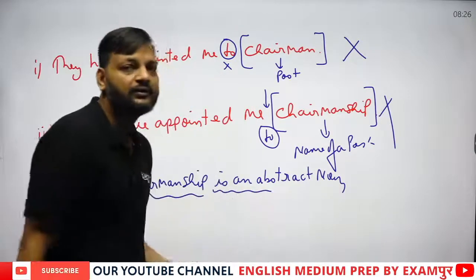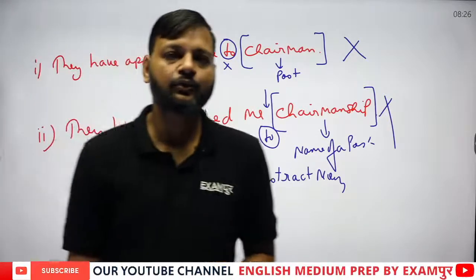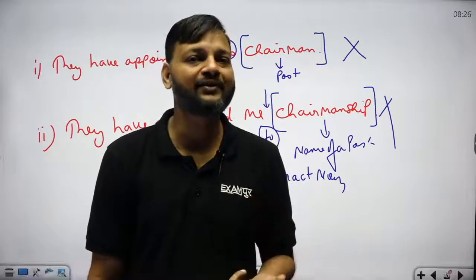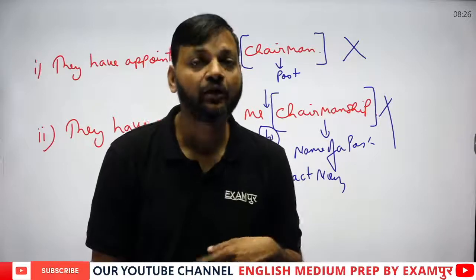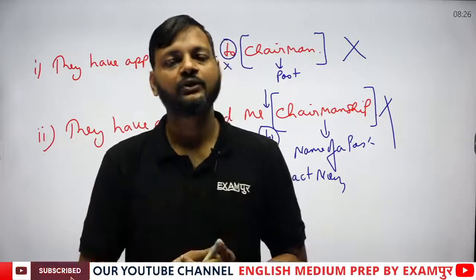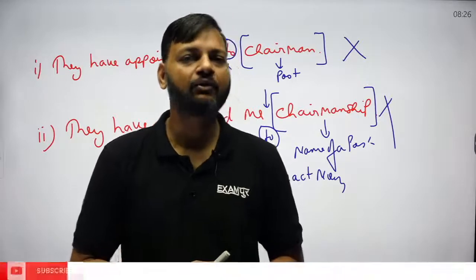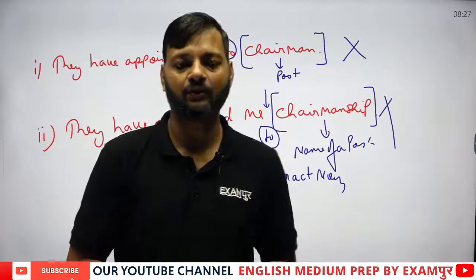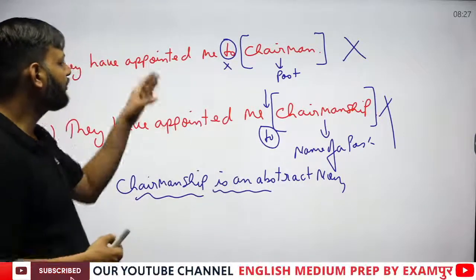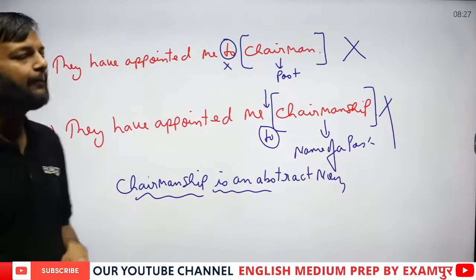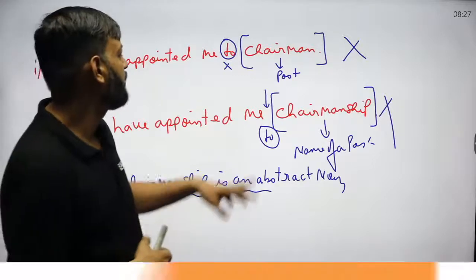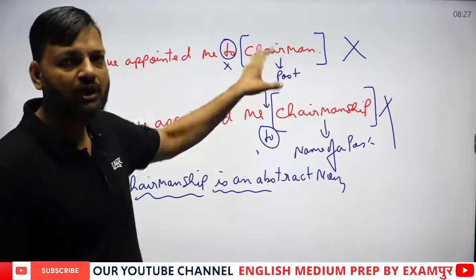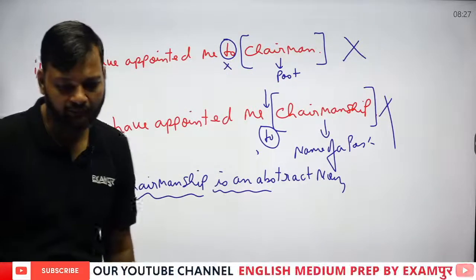Like you can meet a chairman, you can meet a brother, you can meet a professor, but you cannot meet or see chairmanship. You cannot see brotherhood, because brotherhood, chairmanship, professorship are all abstract nouns. These are qualities. So both the sentences are wrong. With abstract nouns, "to" has to be used, but with a person, "to" is not used after the word appointed.